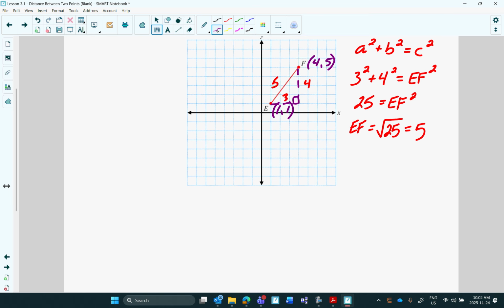If you notice, the distance from the first x to the second x is 3, or 4 minus 1. The distance from the first y to the second y is 4, or 5 minus 1. So I can find these lengths by doing second x minus first x, second y minus first y. That's how I can find these lengths without using a coordinate grid.